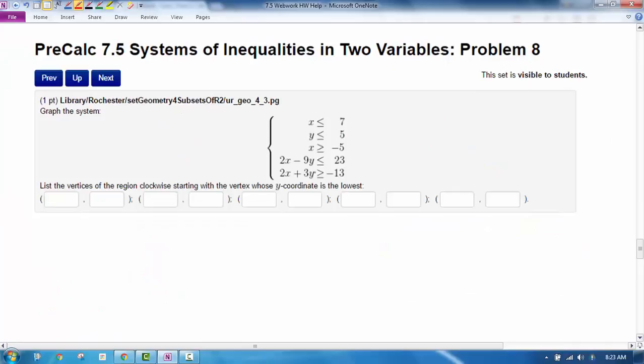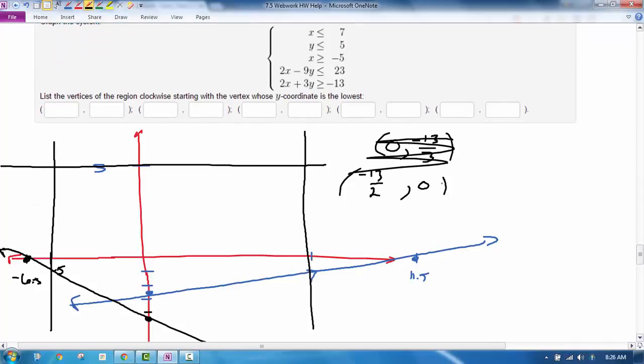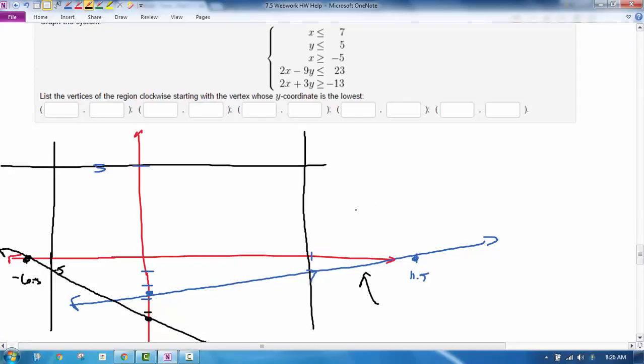Okay, the next problem wants me to graph this, so I'm going to go ahead and graph this system really quickly. Okay, now assuming I've graphed these lines right, these two diagonal lines are the hardest ones. The rest of them are pretty easy to graph, and so I'm looking for these corner points right here. So I need to find these intersection points. This one's pretty easy to find because this line, that's the x-coordinate of 7, because that's x equals 7, and the y-coordinate's 5 there. And this x-coordinate's negative 5. So those are easy. Then you got to find the intersection.